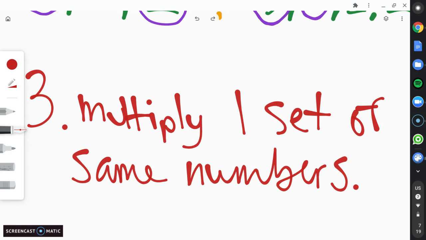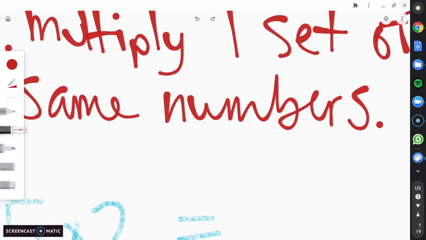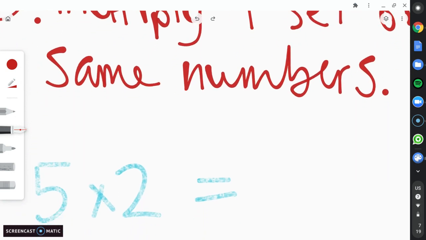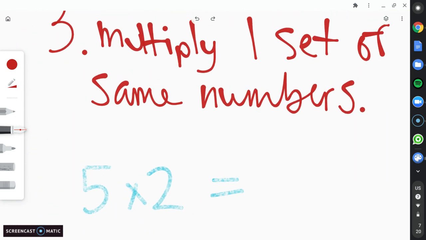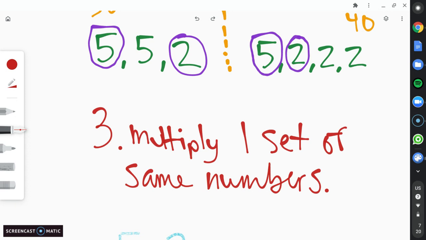Now, step 3, write this down. Go ahead and pause and write it down. Multiply one set of the same numbers. So the same numbers that we had were 5 and 2. Now you could say, oh yeah, we had 5 and 2 and 5 and 2. No, you only have to multiply one set of the numbers. So just pick whichever side you like more.